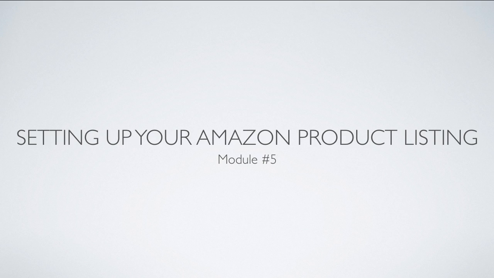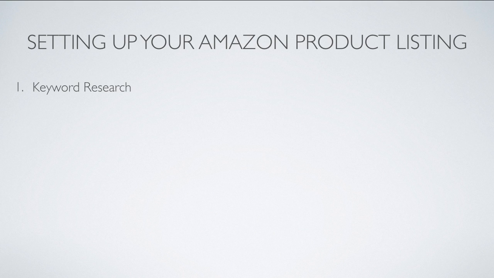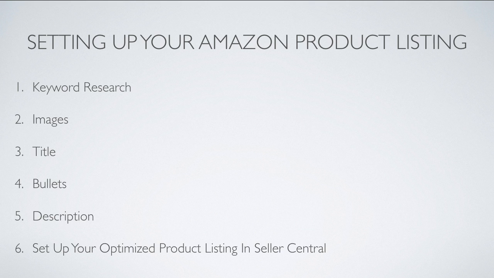Welcome to module number 5. In this module, we'll discuss setting up your Amazon product listing. There are a few steps in this process. Number 1, keyword research. Number 2, images. Number 3, title. Number 4, bullets. Number 5, description. And finally, setting up your optimized product listing in Seller Central.